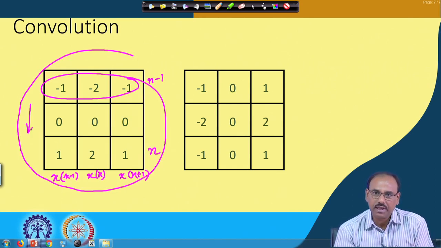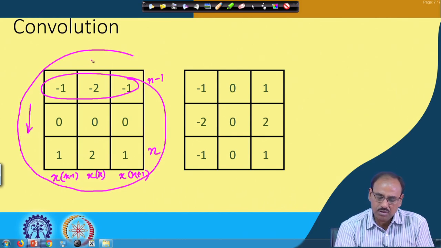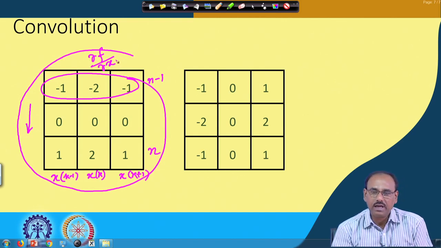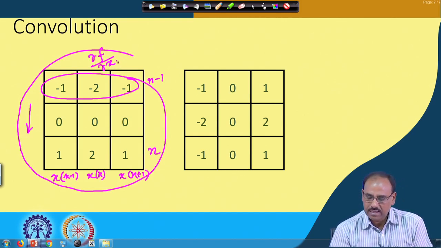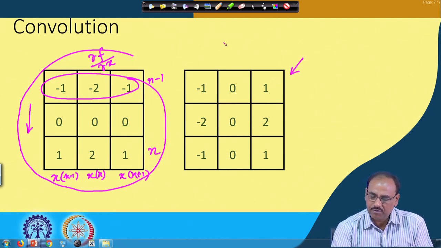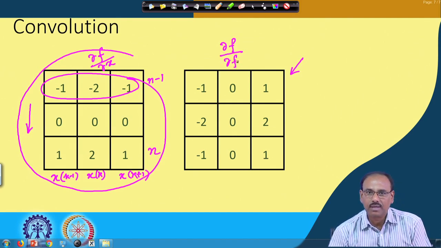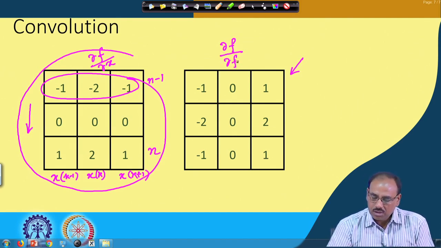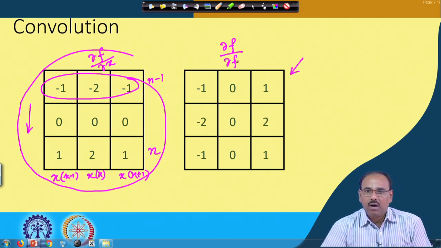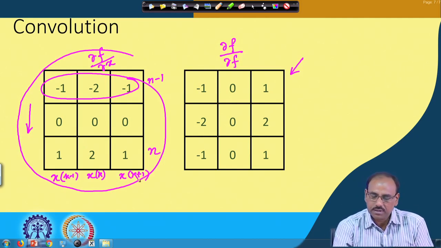So if I put this vertical direction as x, and the input signal as f, this gives you a derivative in the vertical direction, which is given by del f del x. In the same manner, this template gives you a derivative in the orthogonal direction, which is del f del y. So these are the physical meanings of these two convolution operators.